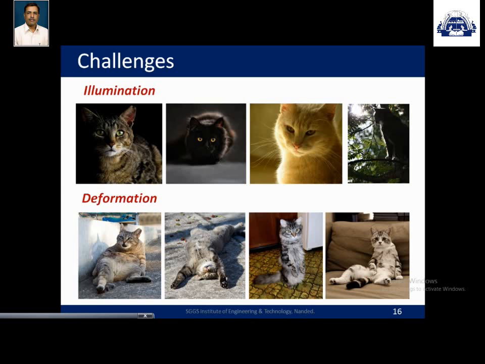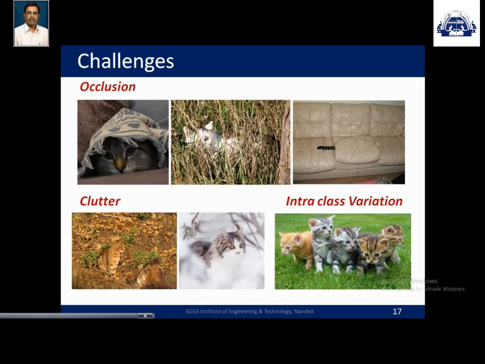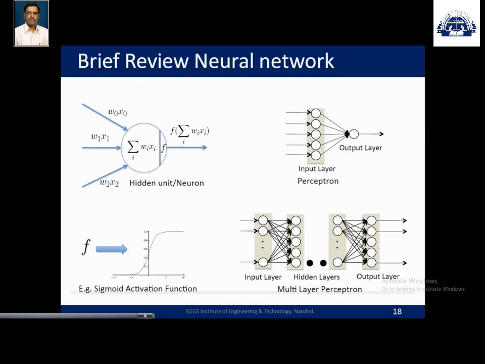So there are a number of challenges: an illumination challenge, a deformation challenge, occlusions and cluttering, and interclass variations. So we are supposed to develop algorithms which will take these challenges into account. The brief overview of neural networks.